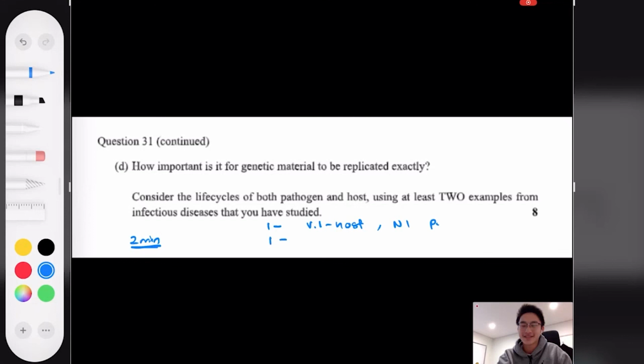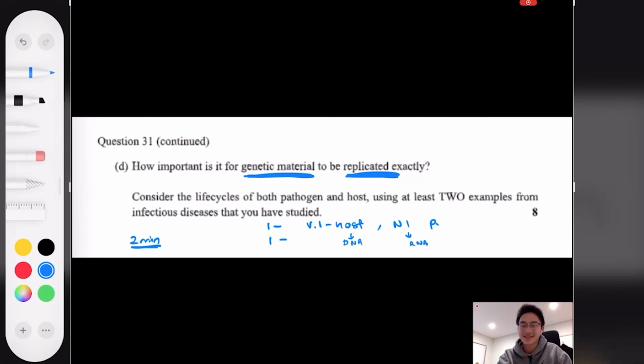The next thing I would define is what is genetic material. You need to underline these words. So Zachariah, what genetic material are we talking about? For the host, we're talking about DNA, and for the virus, it depends. It could be DNA or it could be RNA, mRNA. Good. Very good. RNA. Good.